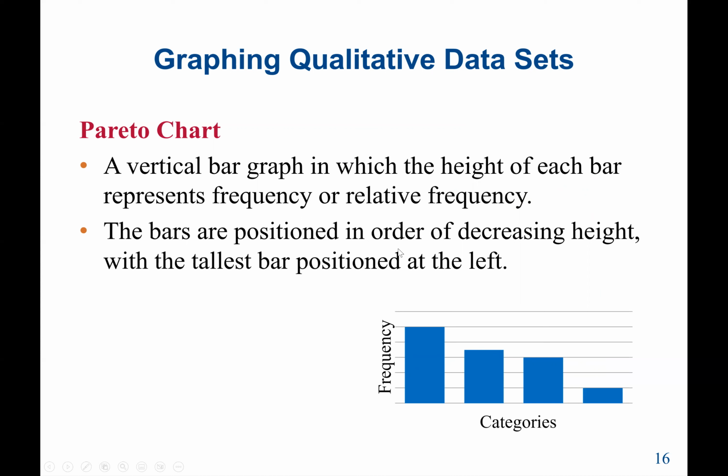The bars are positioned in order of decreasing height, with the tallest bar positioned at the left. So this is the difference between a column chart and a Pareto chart. In a Pareto chart, the tallest bar will always come first. But with a column chart, it doesn't matter. We can have any category first, maybe the other category, so other will come before cars or trucks. But with a Pareto chart, we want the category with the highest frequency to come first, which will be the tallest bar.